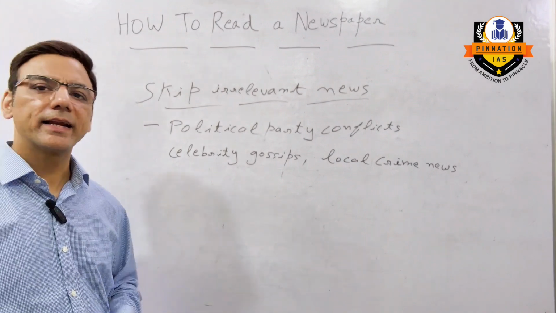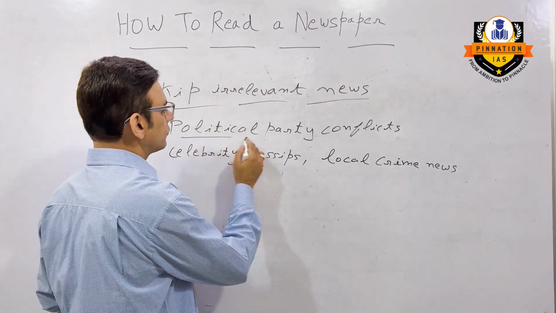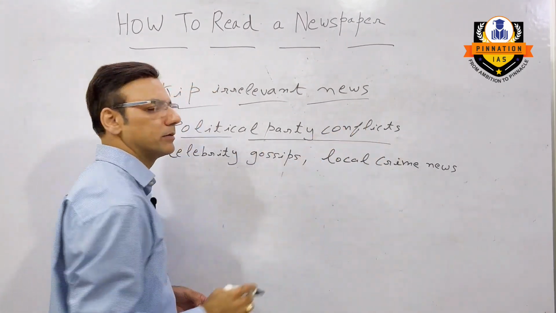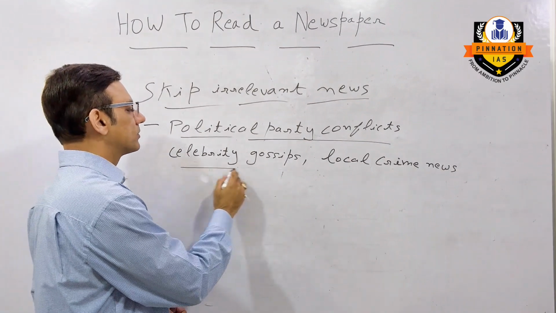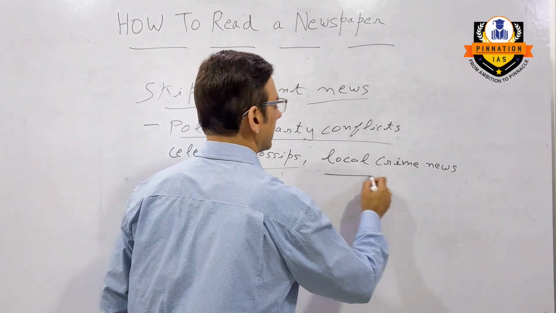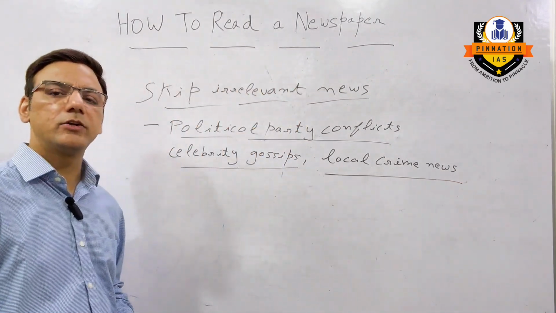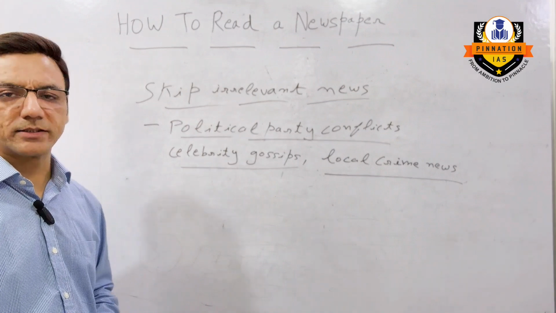Now next, as I've already said, you have to skip any irrelevant news, right? And what do you mean by irrelevant news? If there is news on conflict between political parties, celebrity gossip, or local crime news, then these need to be skipped because they are not relevant from the exam point of view.